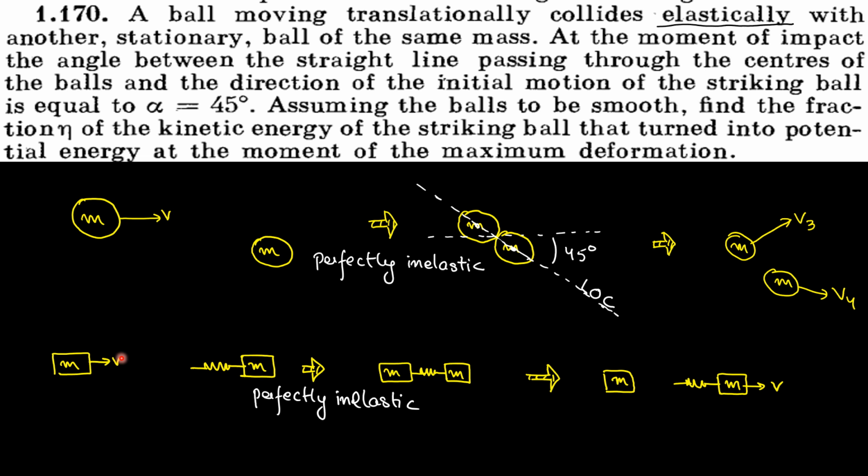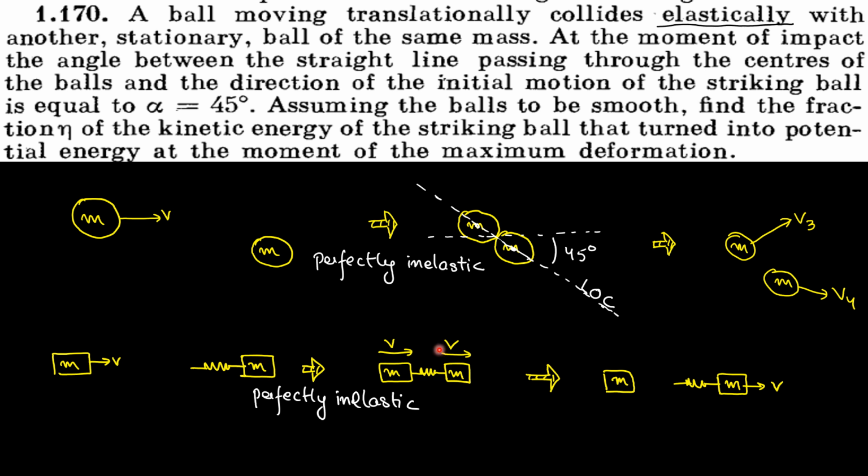Understood? Now in this scenario, just tell me what was the condition at the time of maximum compression. At the time of maximum compression, the relative velocity of one block with respect to the other block should be equal to 0, isn't it? That means the spring is not going anywhere. So if the relative velocity of the blocks is equal to 0, both the blocks should be moving with the same velocity, isn't it? So both the blocks move together after collision.